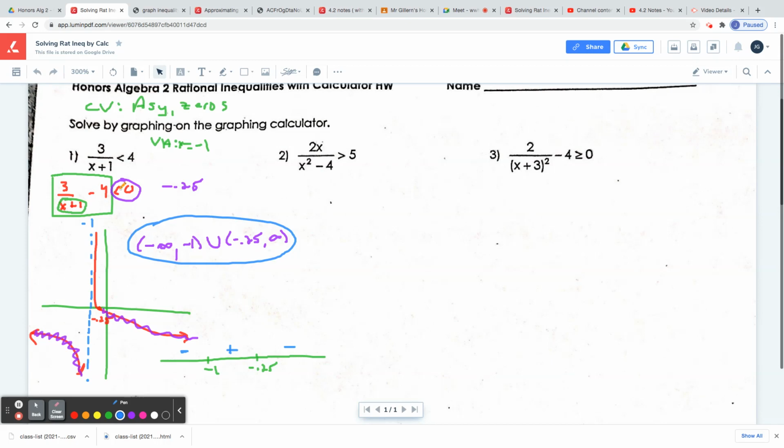Questions on that first one? If it were greater than 0, would you just switch the vertical asymptote and the asymptote? So if it was greater than 0, what's the only spot it's greater than 0? This spot here, right? So that would have been from -1 to -0.25, and that's it. Okay. Other questions?